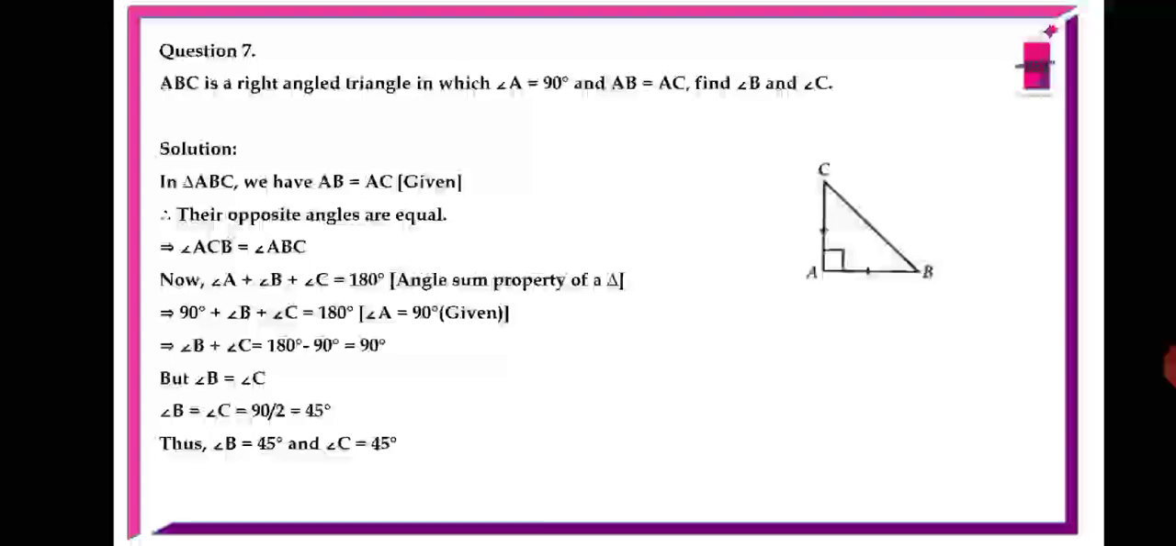Now, angle A plus angle B plus angle C equals 180 degrees, angle sum property of a triangle, and it is given that angle A equals 90. Then 90 plus B plus C equals 180, or B plus C equals 180 minus 90. We know that B equals C. So, B equals C equals 90 by 2, that is 45 degrees. Thus, B equals 45, C equals 45.